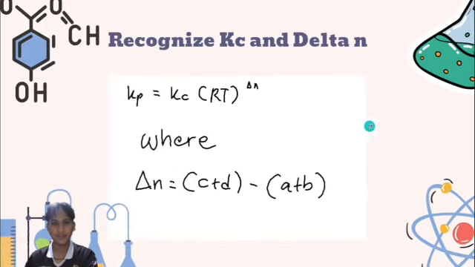Then, how to recognize Kc and delta n. Kp equals Kc (RT) to the power of delta n, where delta n is equal to (c + d) minus (a + b), right?